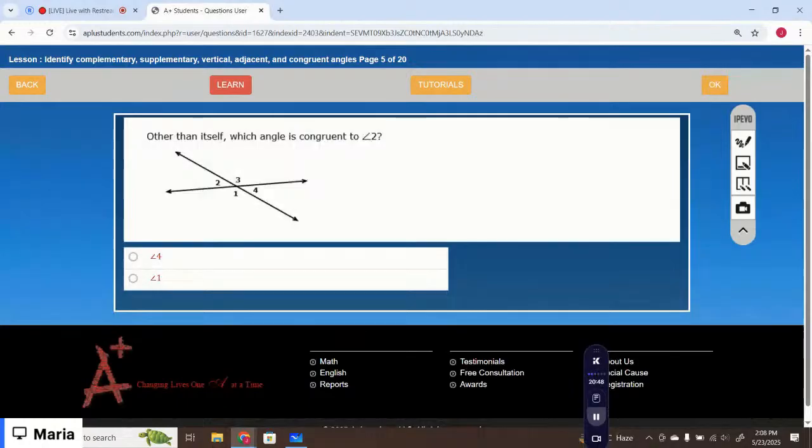Other than itself, which angle is congruent to angle 2? The angle that is congruent to angle 2 is angle 4. Option number 1 is the correct option.